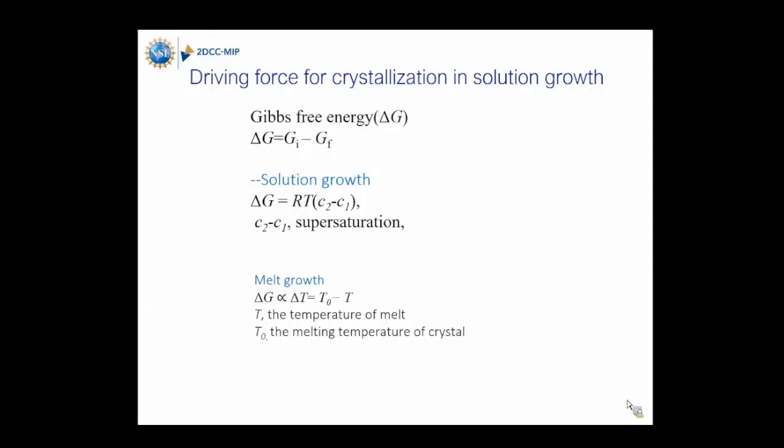In melt growth, we don't use a solution, right? You just melt the source material, which could be either a polycrystalline material or an element. You don't use any solution. In that case, the decrease of Gibbs energy will be proportional to delta T. Delta T is the temperature difference between the temperature of the melt and the melting temperature of the crystal. So the principles of these two growth methods are different.